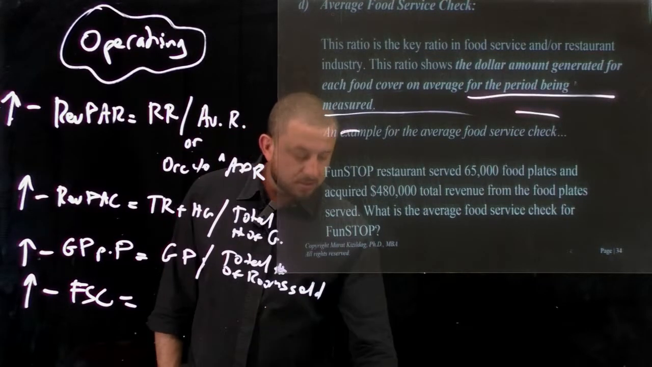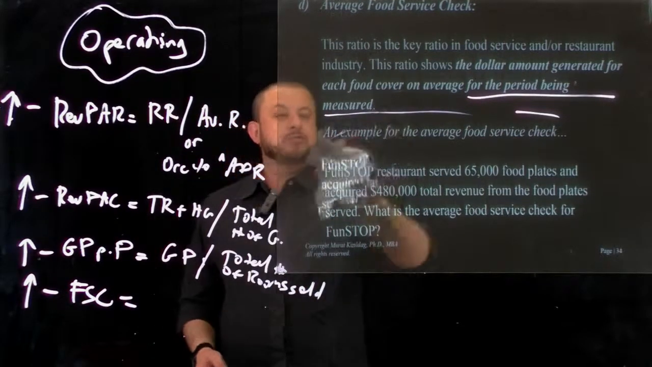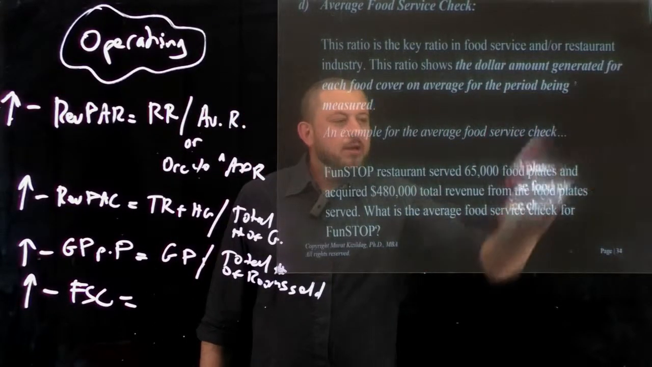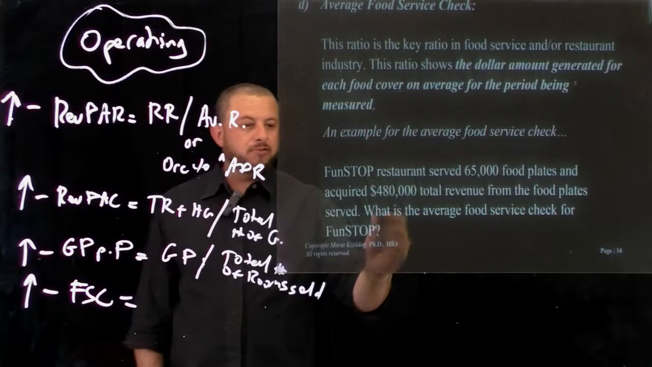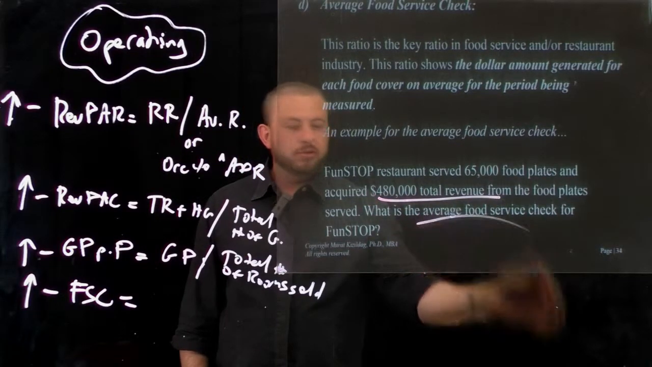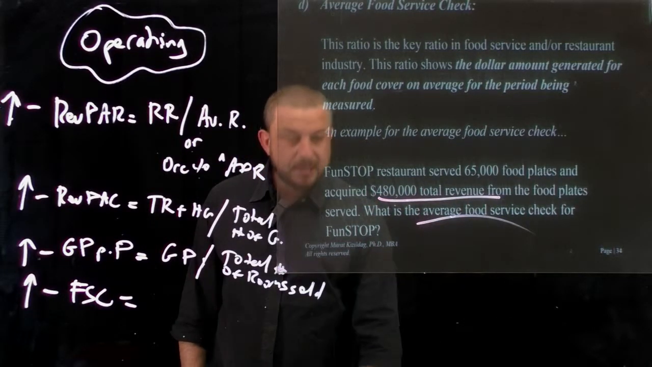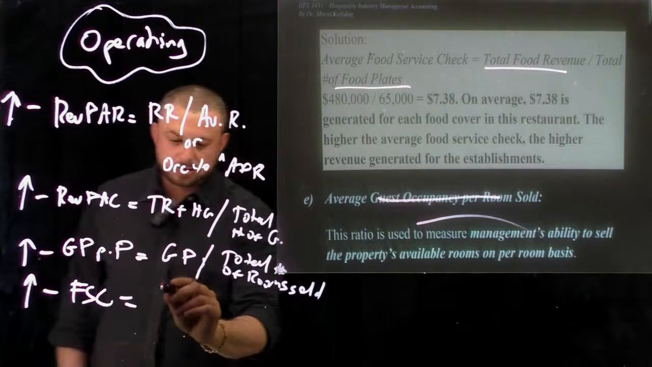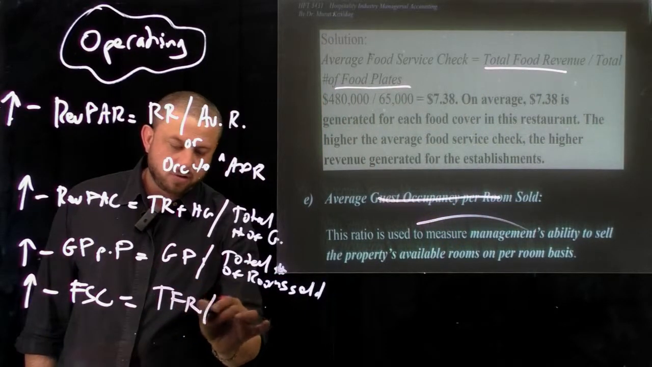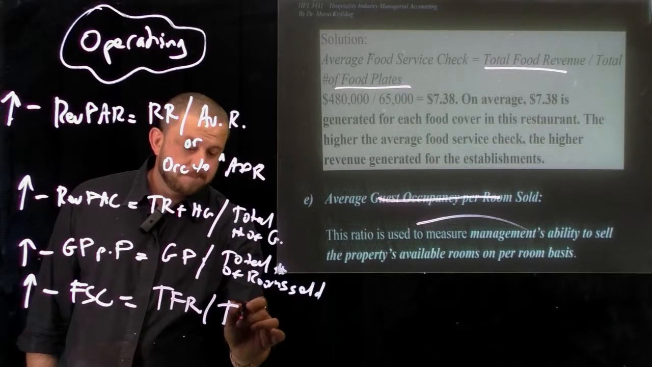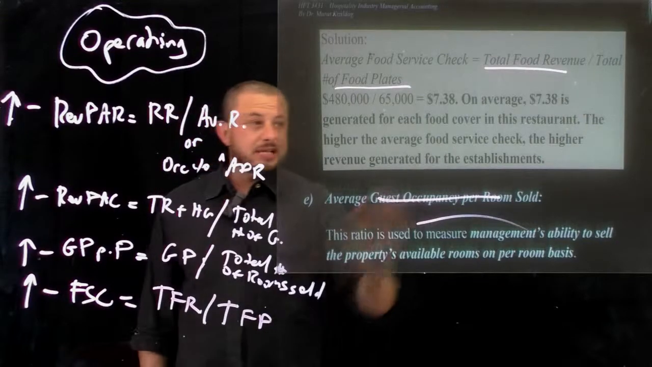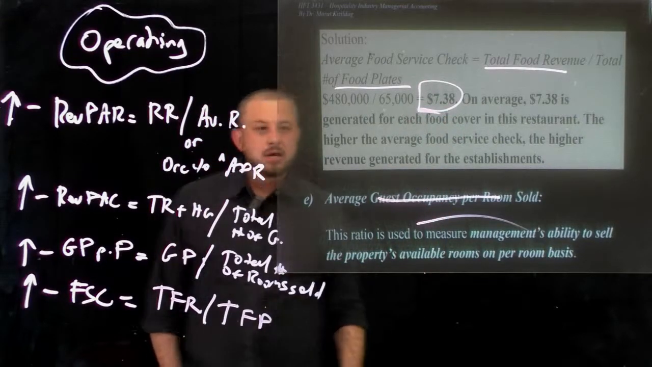Fun Stop restaurants, 65,000 food plates. Could be steak, could be fish and chips, could be anything. And they acquired $480,000 of revenue. What is the average food service check? Very easy. Take a look. Total food revenue over total number of food plates. Total food revenue, TFR, over total food plates, TFP. It will give us $7.38.